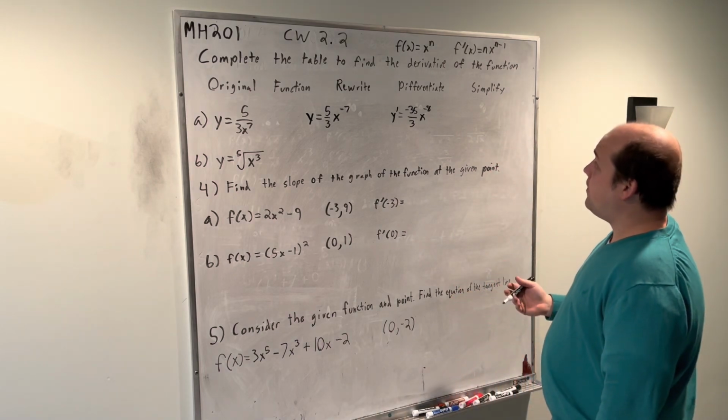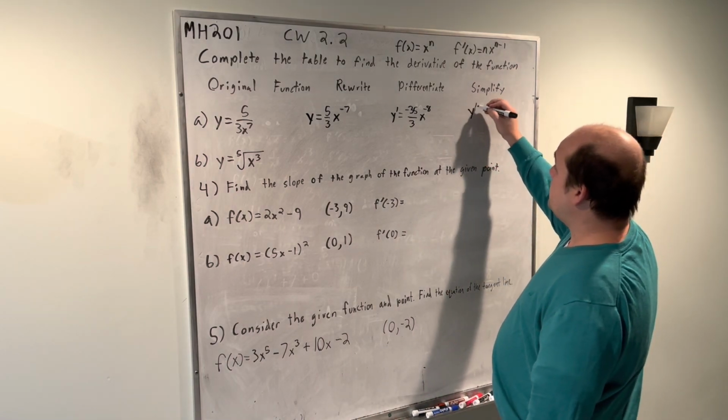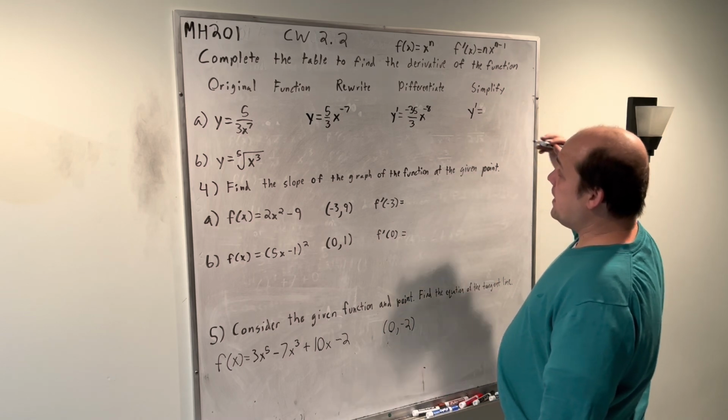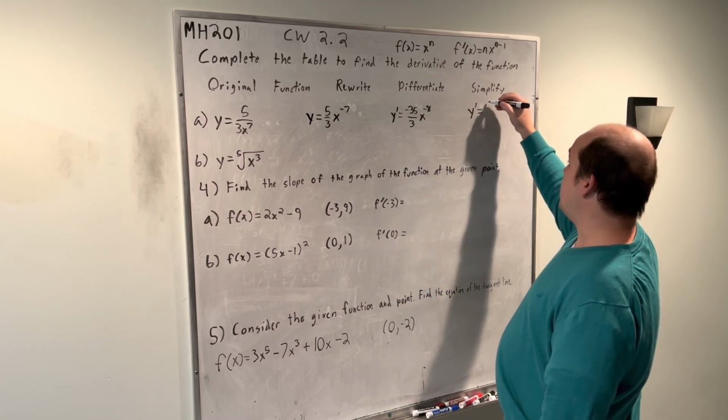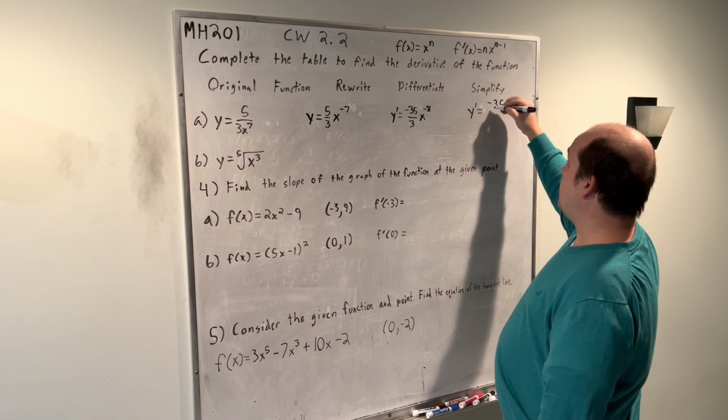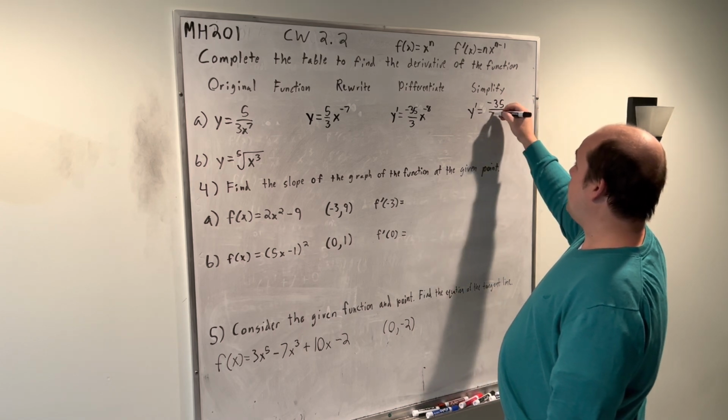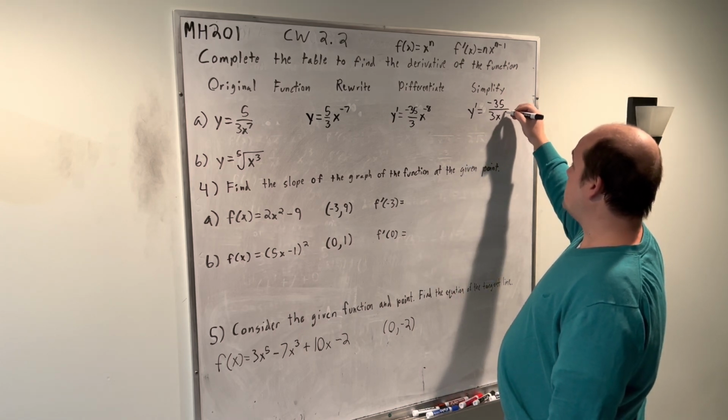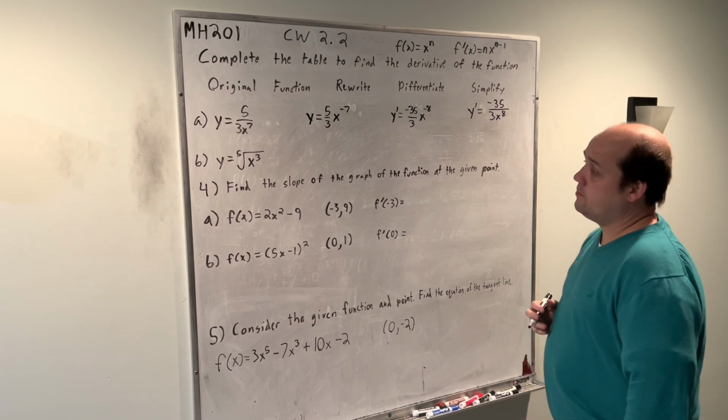To then simplify it in a way that is mathematically correct, we want to take any negative exponents, move them to the bottom as positive. So the negative 35 is left alone on top. On bottom, we have 3x to the positive 8th.